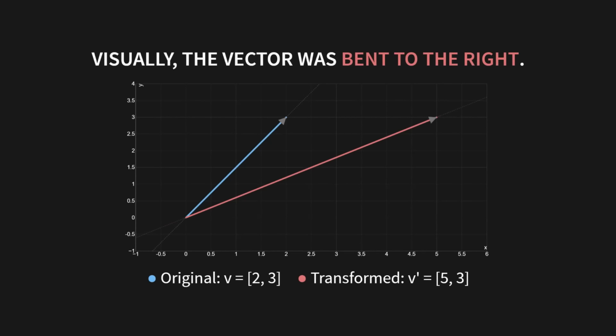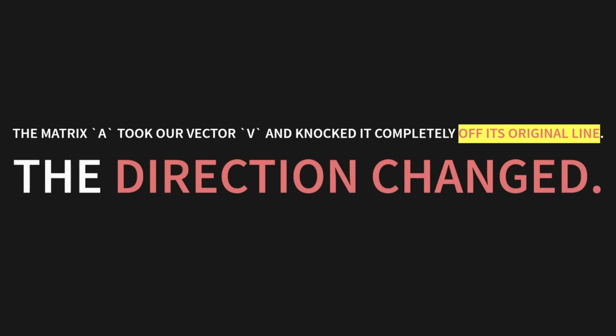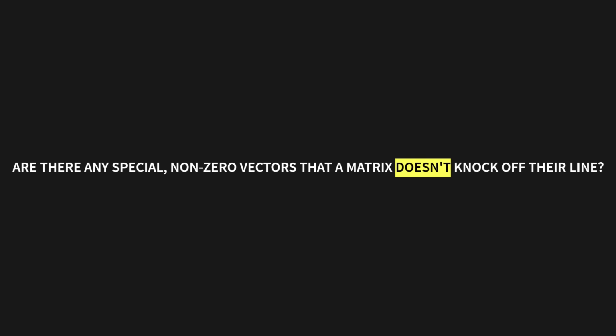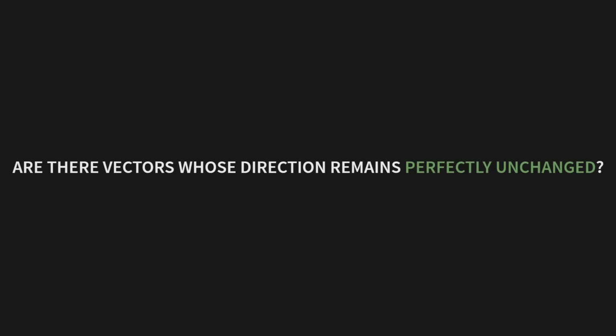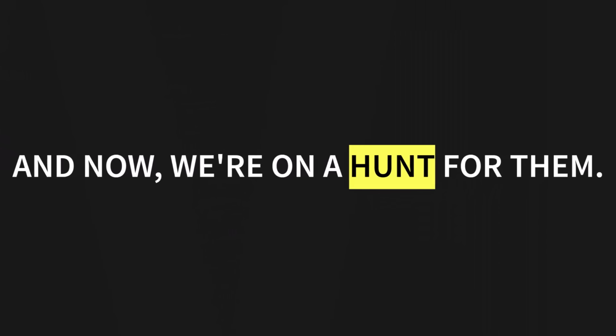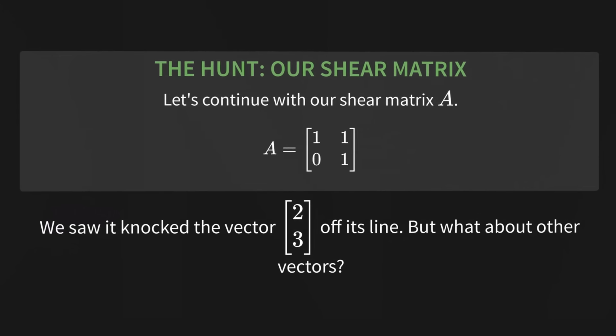Visually, the vector was bent to the right. The matrix A took our vector v and knocked it completely off its original line. The direction changed. This leads us to the central question of this entire video. Are there any special non-zero vectors that a matrix doesn't knock off their line? Are there vectors whose direction remains perfectly unchanged? The answer is yes. And now we're on a hunt for them.